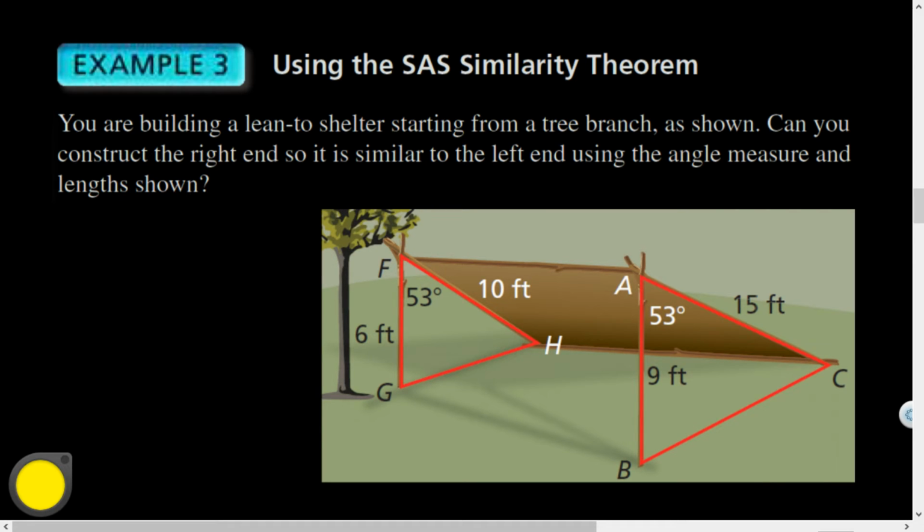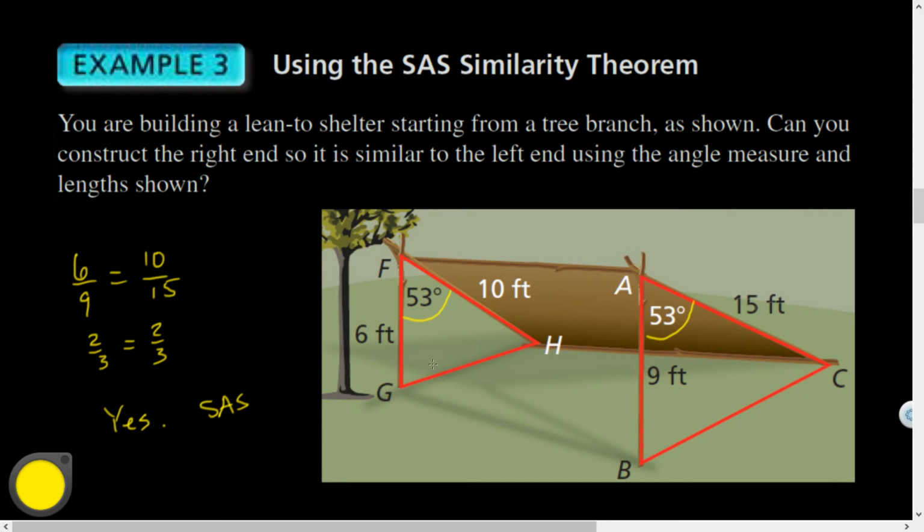Okay, so do I have two congruent angles? Yeah. I've got corresponding sides. Let's see, is 6 to 9 the same as 10 to 15? Is that the same? 2/3 equals 2/3. So yes, they are similar by side angle side.